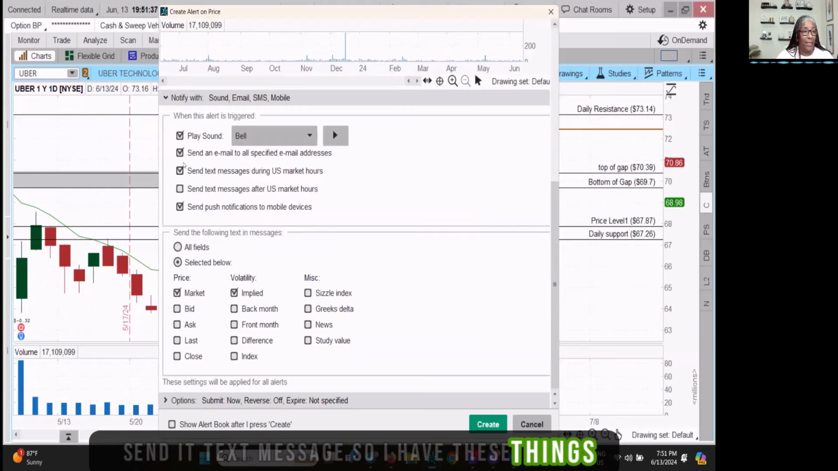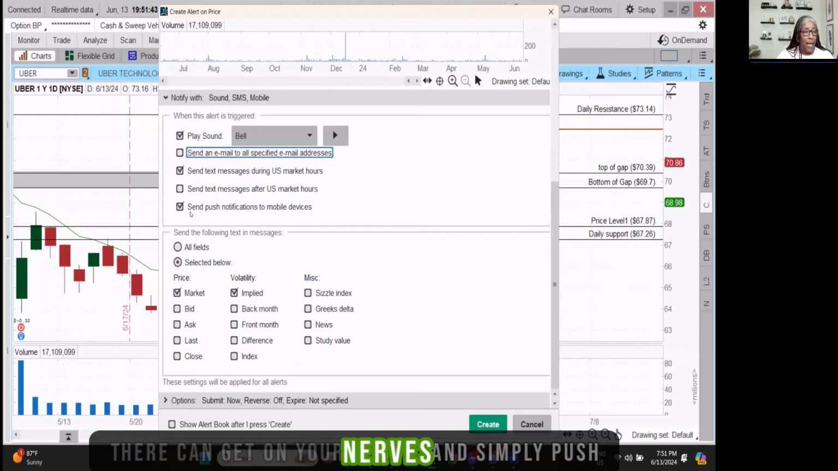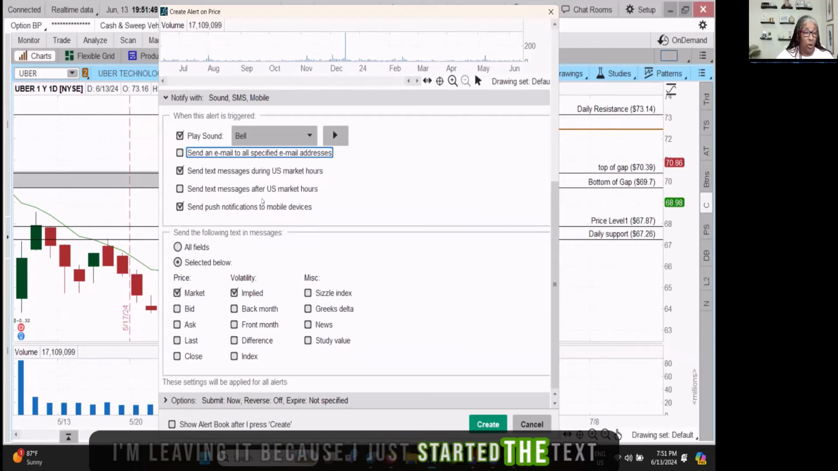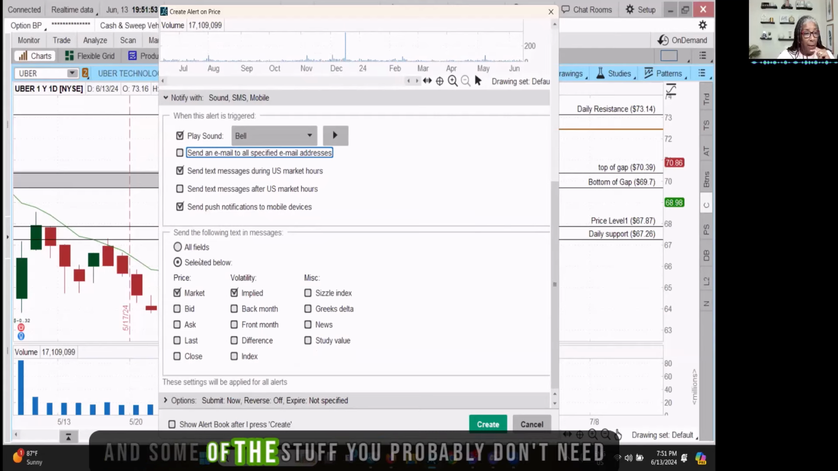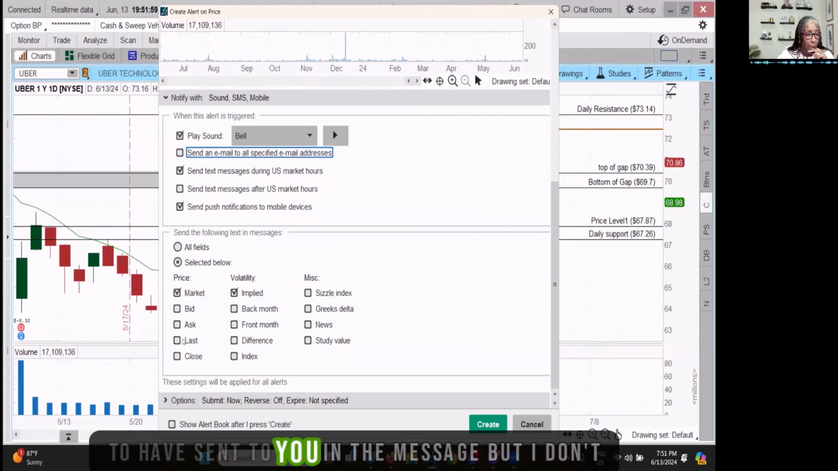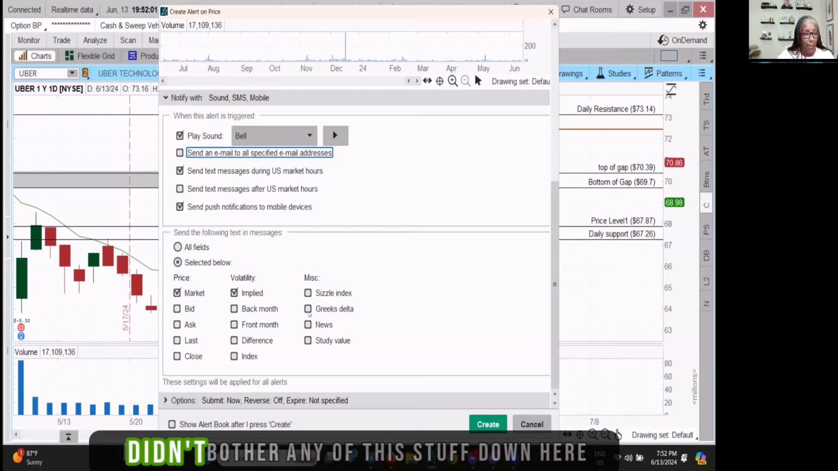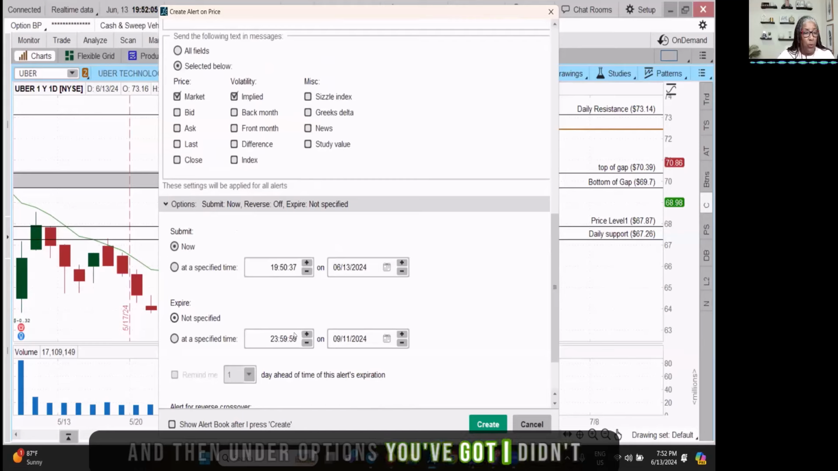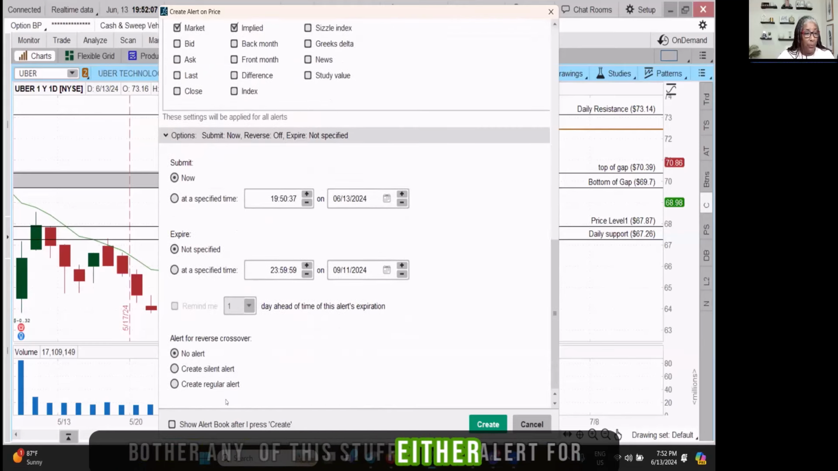So I have these things set up to send. I actually probably should turn off the send an email, because that right there can get on your nerves. And send push notifications to mobile devices, which to me is the same thing as text messages, but I'm leaving it because I just started the text messages and they're finally working right. Some of this stuff you probably don't need to have sent to you in the message, but I didn't bother with any of this stuff down here. And under options, I didn't bother with any of this stuff either.